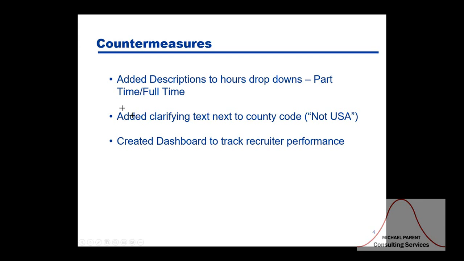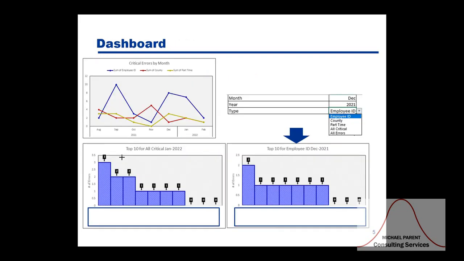Then lastly, kind of more for training and follow up with managers, we created a dashboard for them to track recruiter performance and then provide instantaneous feedback if an error occurred. So this is what the dashboard looks like. We're tracking up here in the upper left 3 different series of those errors. The blue one is that employee ID issue, that red one is that county code issue, and then that yellow one is the part-time, full-time issue.